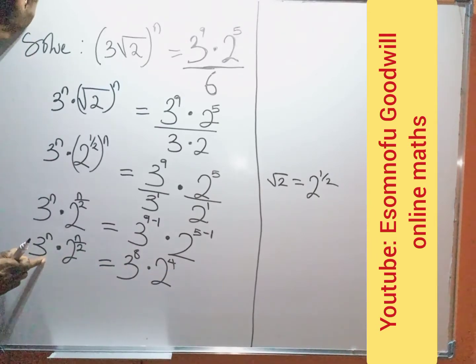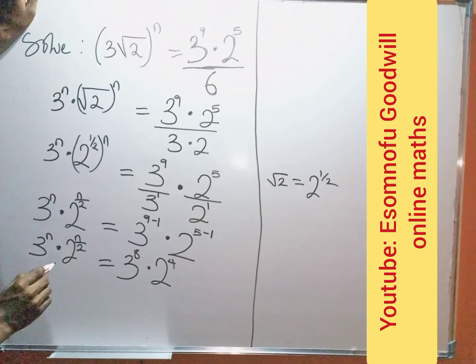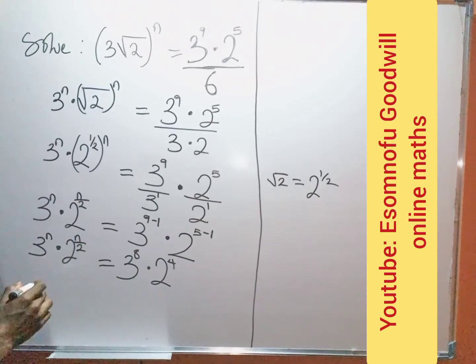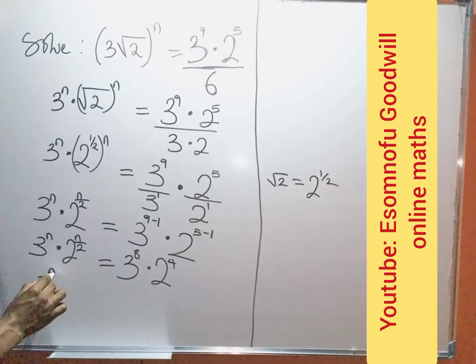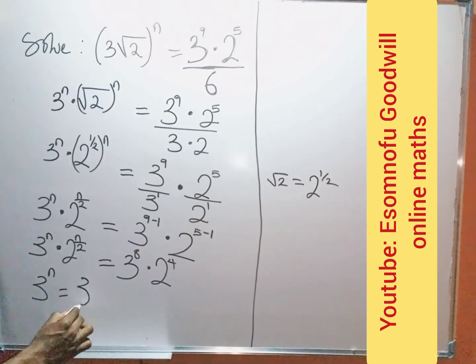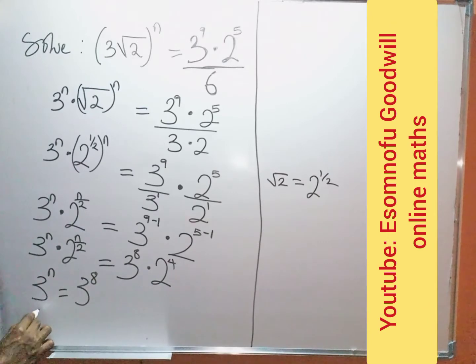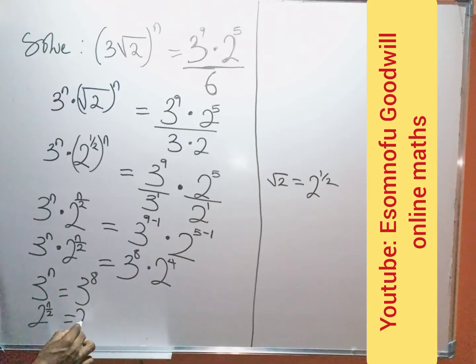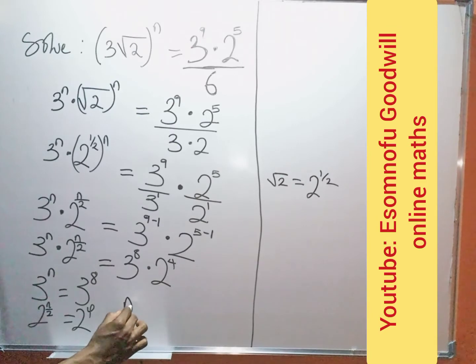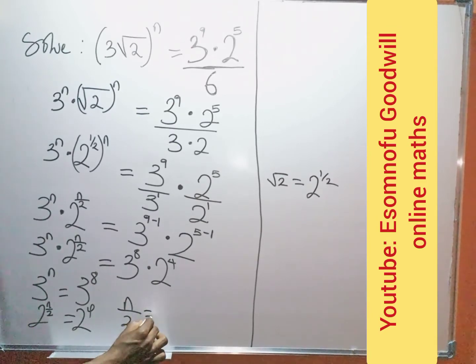If you observe this, from this 3 raised to the power of n, by implication, 3^n is equal to 3^8. Then 2^(n/2) is equal to 2^4. Therefore, n over 2 is equal to 4. If we cross multiply, our n is equal to 8.